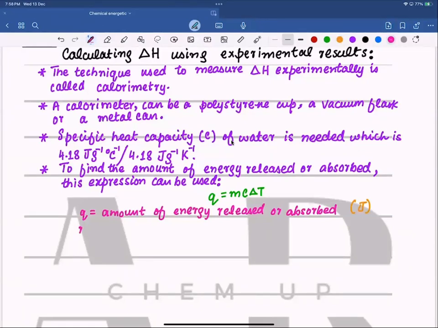Then the m in the expression is the mass of water, and as it's a mass, it is taken in grams. For water, 1 centimeter cube of volume is occupied by 1 gram of water, because the density of water is 1 gram per centimeter cube. So if the volume of the aqueous solution is given, it can be directly taken as the grams of water. Is this clear? Yes, sir.